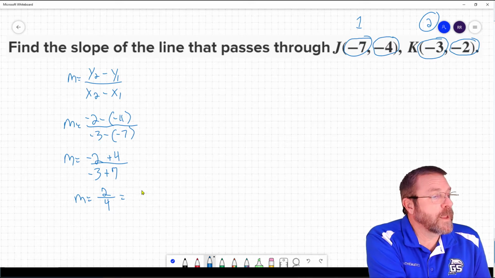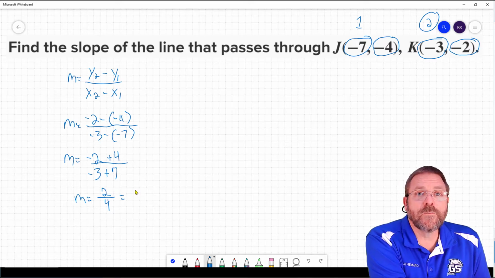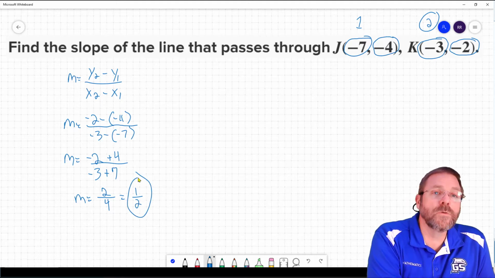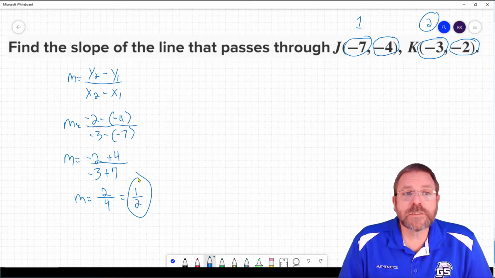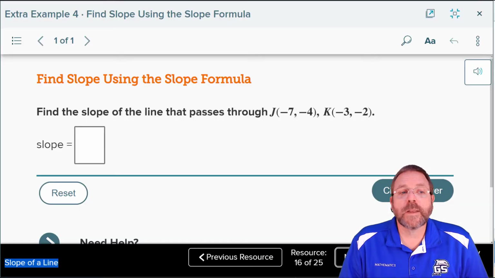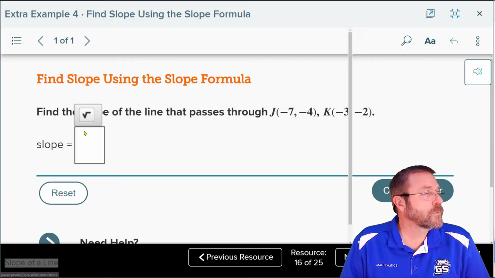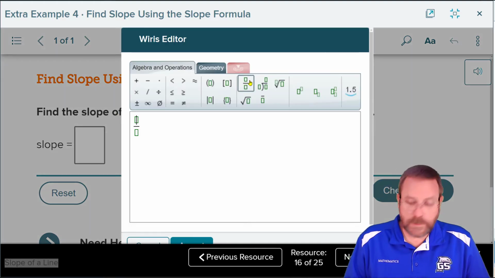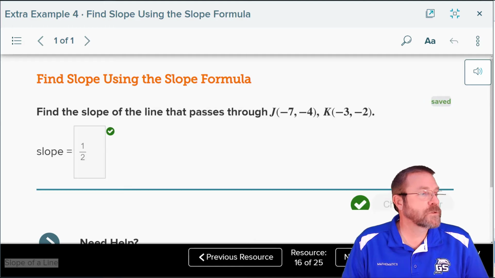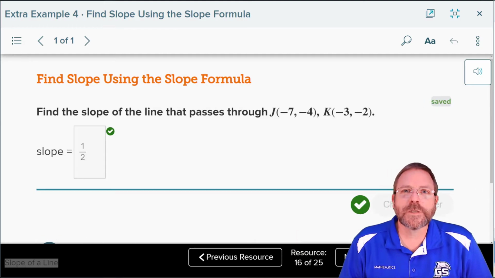And the last thing we have to do is simplify 2 divided by 4. Well, we're going to rewrite that as 1 divided by 2. You don't have to write it as a decimal, although you could. I would stop at 1/2 there to indicate my slope, and of course you do need to check it. Fraction bar, a positive 1 divided by 2, accept and check, and the answer checks.